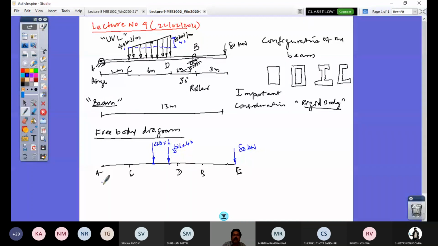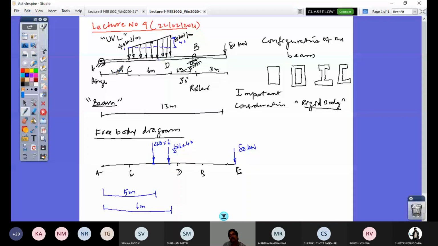So now I know the location's distance from here to here. The 40 into 6 kilonewton load would be 2 plus 3, 5 meters. And for the other load, how much is it from here to here? 2 plus 4, 6 meters, because 1/3 distance from here is 2 meters, from here 4 meters, so 2 plus 4, 6 meters. This load would be acting there.